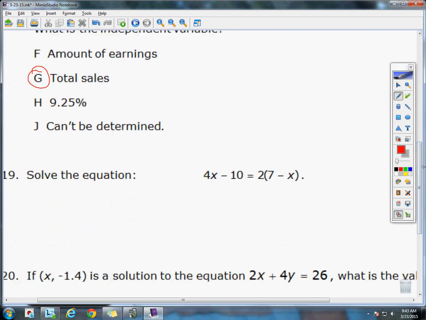Alright, number 19 says solve the equation. You have 4x minus 10 is equal to 2 times 7 minus x. Draw my line right here on the equal sign. I have one set of parentheses I have to get rid of, so I'm going to distribute this 2. So I have 2 times 7, which is 14. 2 times negative x is negative 2x. And then I have 4x minus 10 on the left-hand side. I'm going to go ahead and get my x's on the same side. If it's a negative 2x, we're going to add 2x to both sides. So I'm going to add 2x over here. Those cross out. 4 plus 2 is 6. So 6x minus 10 is equal to 14.